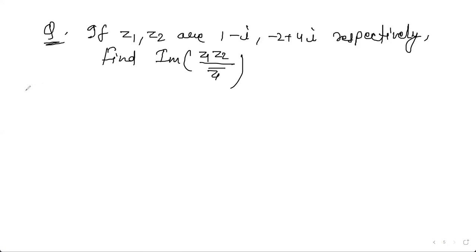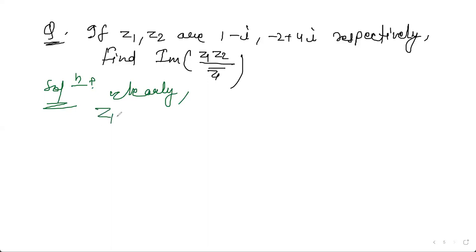Okay, so we can solve this. Solution: if z1 and z2 are 1 minus i and minus 2 plus 4i respectively, find the imaginary part of z1 z2 by z1 conjugate. It seems easy, but let's solve this problem.